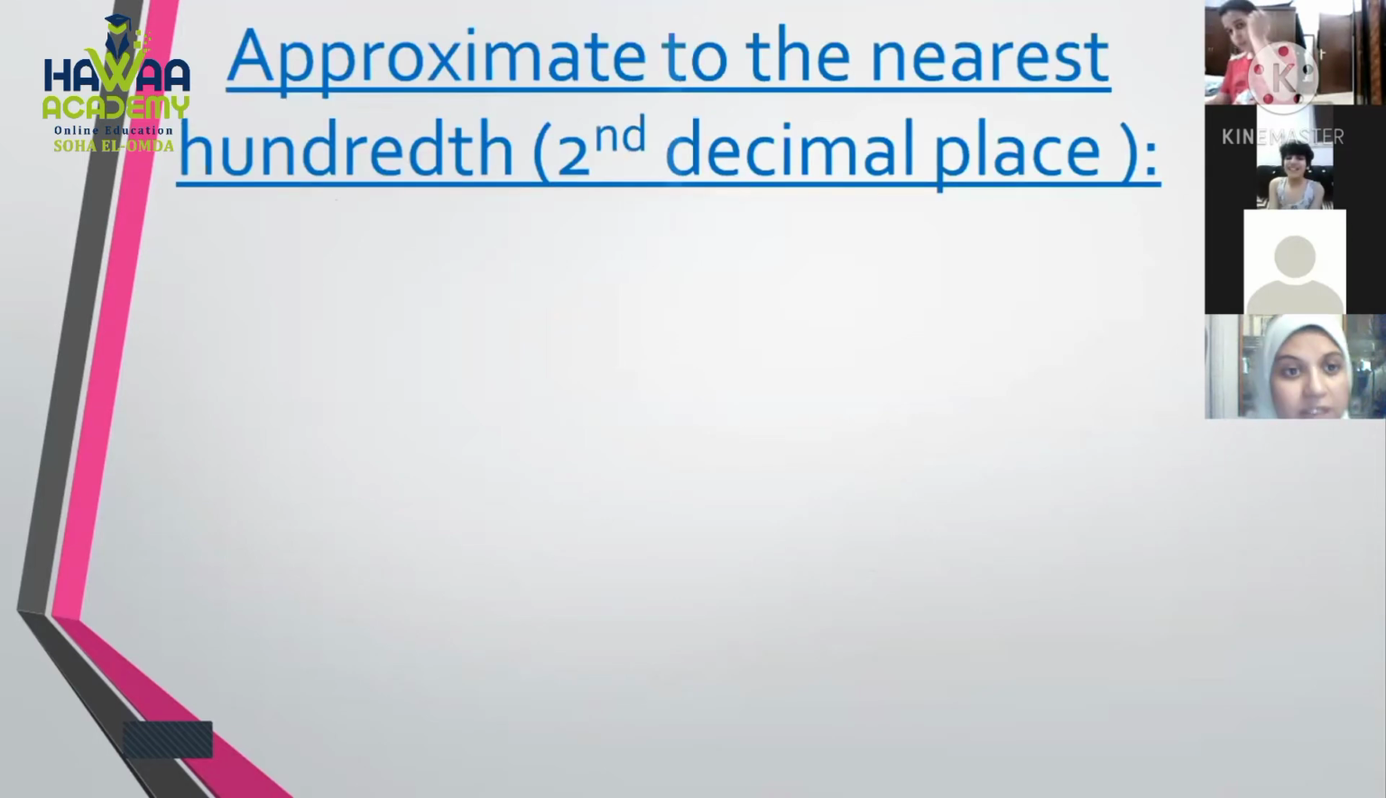The next part: approximate each of the following to the nearest hundredth. It has another word or another meaning. Hundredth means 2 decimal places, okay? Hundredth means what? 2 decimal places.